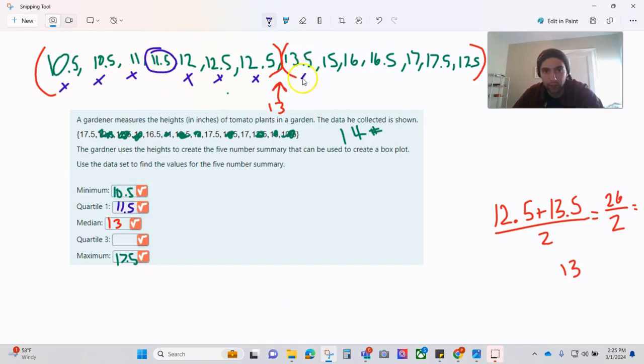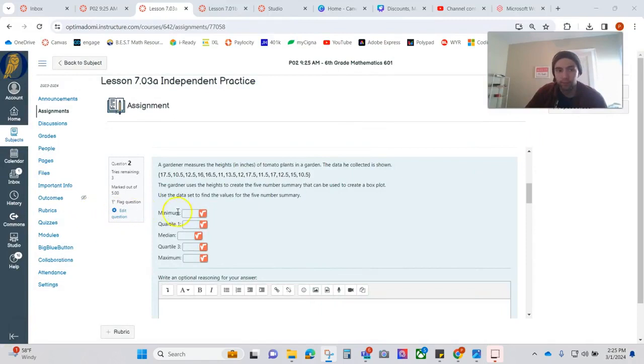Okay, let's use the cross-off strategy over here. 2 crossed off, 3 crossed off, 16.5 is in the middle on the top half. There we go. Got our numbers. 11.5, 13, 16.5.